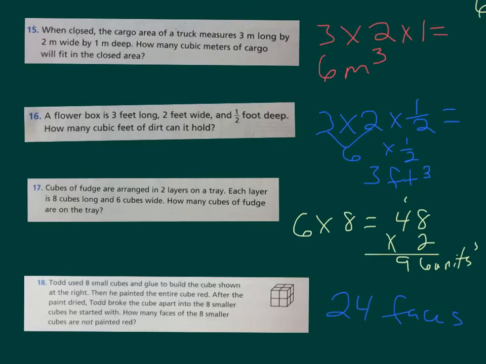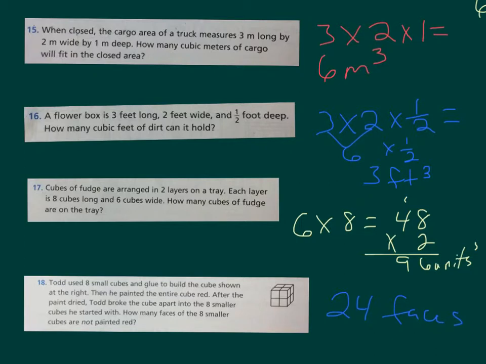Next page, we talked about solving a couple problems using our length times width times height, and then our volume in centimeters cubed. This 16 was a little tricky because they used 1/2, so we did 3 times 2 and got 6. 6 times 1/2 was 3 feet cubed. Sometimes they're nice and we can multiply them in our head. Sometimes they're bigger numbers like 2, 8, and 6. So we did 6 times 8 and got 48, and then took our 48 times 2. We're able to get 96 units.